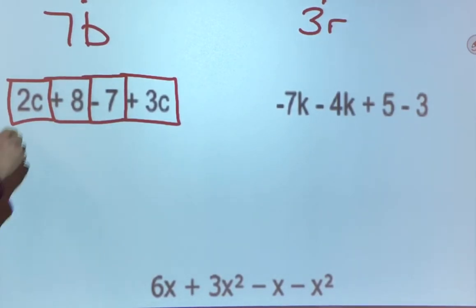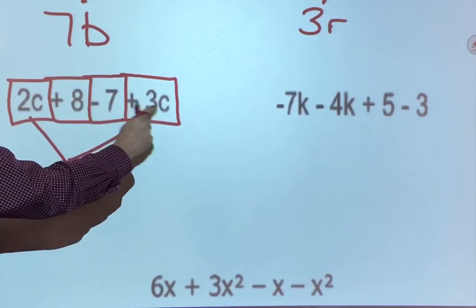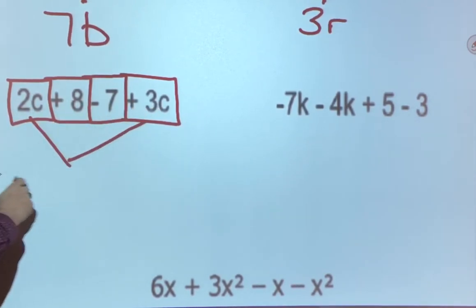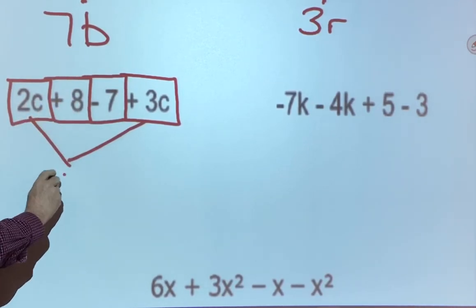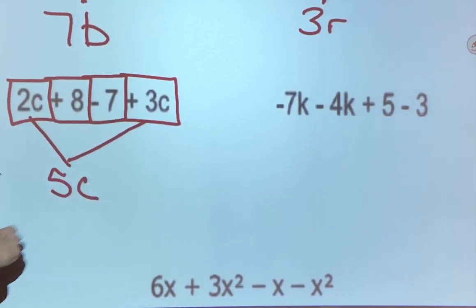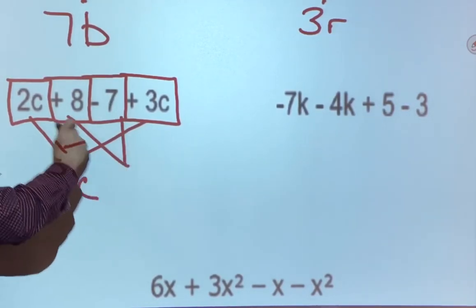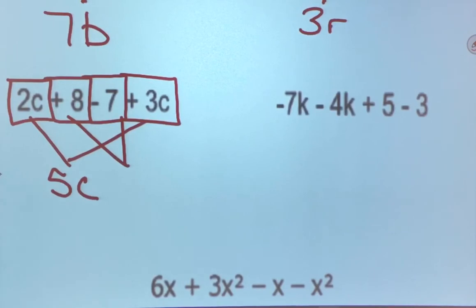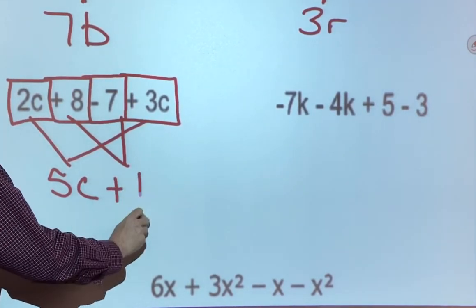So right now, I can see that I've got variable terms that are the same. I've got C and C. I've got 2C and 3C, so I'm adding 2 plus 3, so that's 5C. So I've got that taken care of. Now I'm going to combine an 8 plus a negative 7. Well, 8 plus negative 7 is positive 1, so I bring it down as a plus 1.